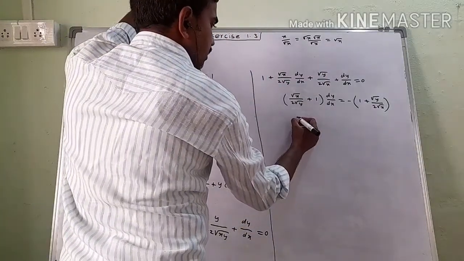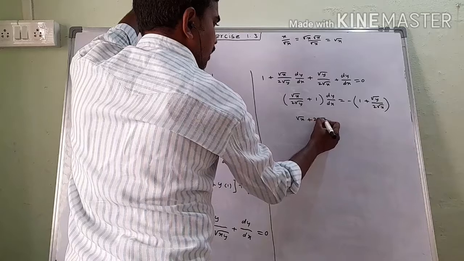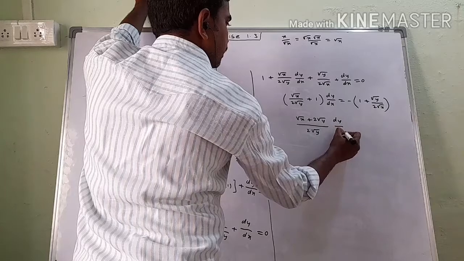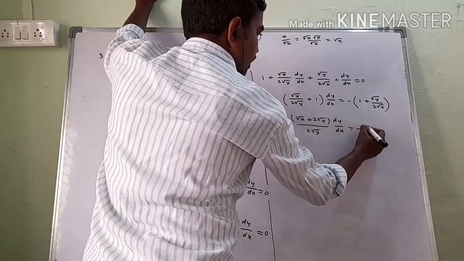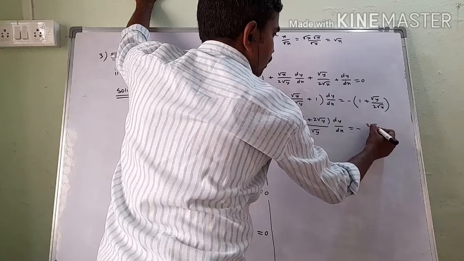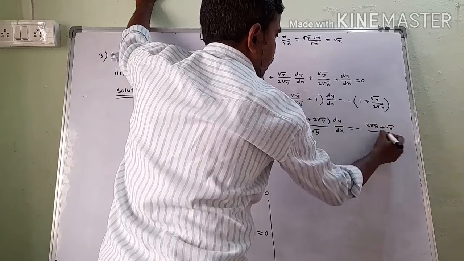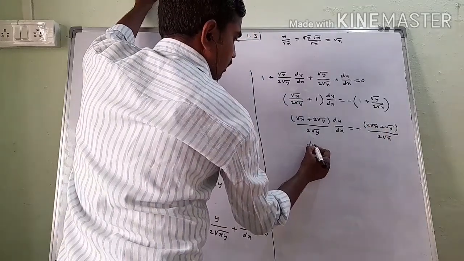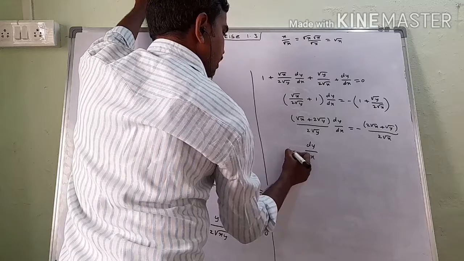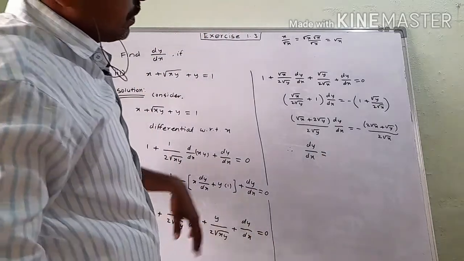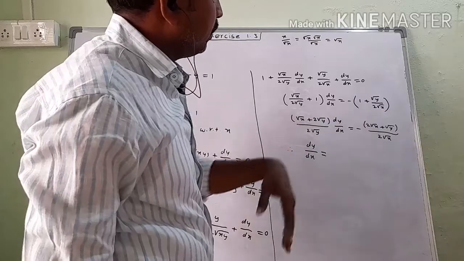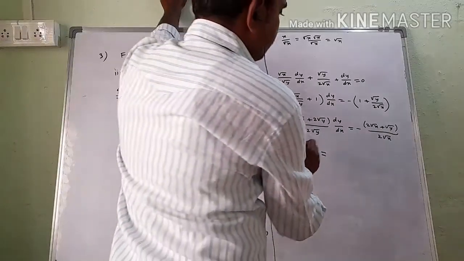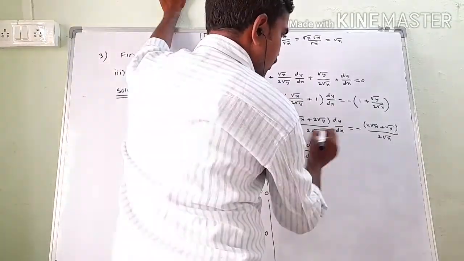Now cross multiplication: (root x plus 2 root y) divided by 2 root y into dy/dx equal to minus, cross multiplication here, (2 root x plus root y) divided by 2 root x. Now we will calculate the value of dy/dx by multiplying this equation by 2 root y divided by (root x plus 2 root y). Means left side term will be only dy/dx, right side the 2 cancels.